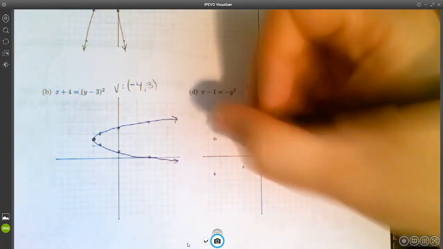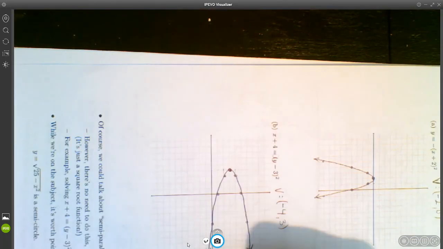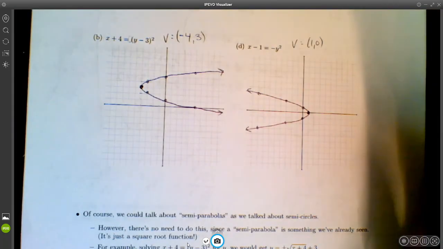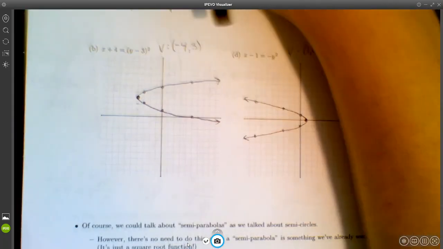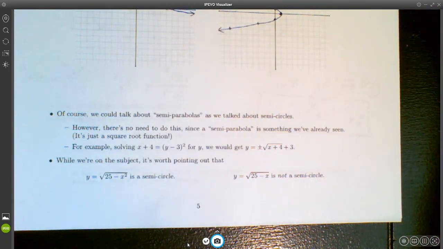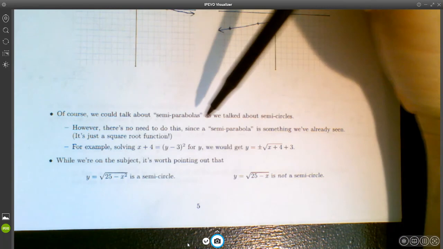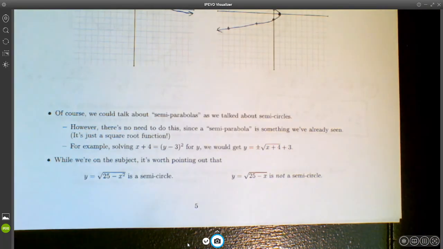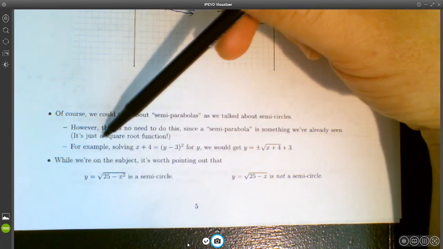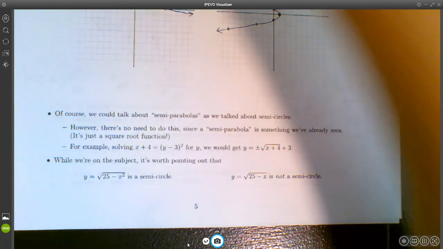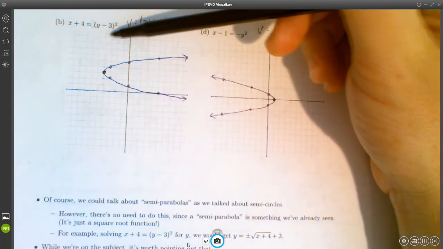Okay. So there's that one. So that's how parabolas work. Now, we could talk about semi-parabolas the same way that we talked about semicircles, right? But there's really no need to do this because a semi-parabola is something that we've already seen. It's just a square root function, right? For example, this one that we did in part B, x plus 4 equals (y minus 3) squared.